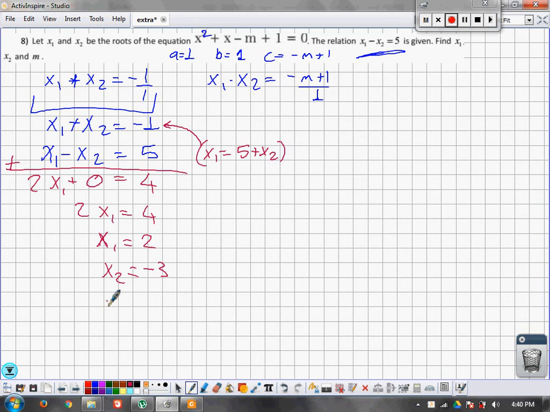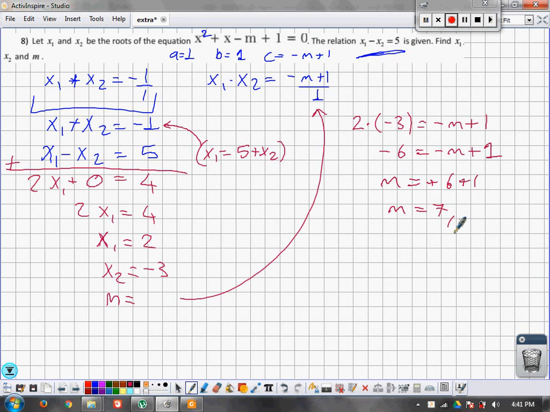Understood? Then after that, let's find the letter m. Let's find the letter m by using the product, which is 2 times minus 3 must be equal to minus m plus 1. Minus 6 equals minus m plus 1, plus 1, not 6, sorry. Put minus m on the other side, 6 in here will be plus 6 plus 1, so we also found m. Faster? Okay. Now this homework is finished.